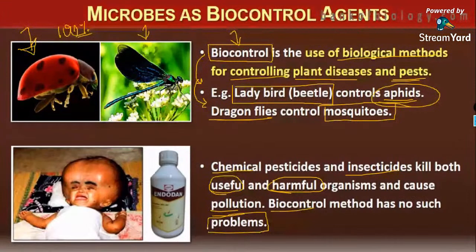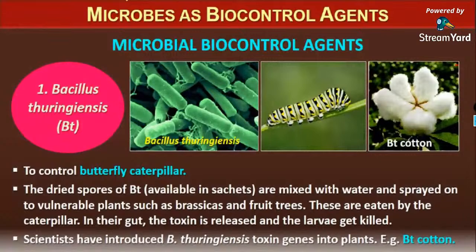Look at the condition of the child born with the effects of endosulfan. How pathetic is the situation? Have you ever seen anything like this? No. So we have to shift to biocontrol methods instead of using these chemical insecticides and pesticides. In biocontrol methods, we studied the examples: the dragonfly kills mosquito larvae, and aphids are killed by the ladybird.